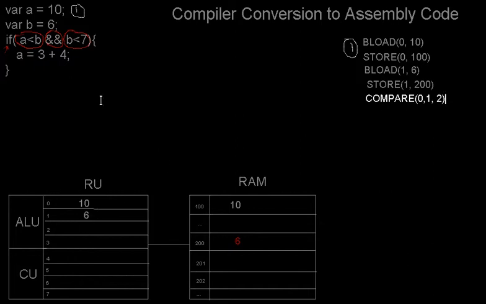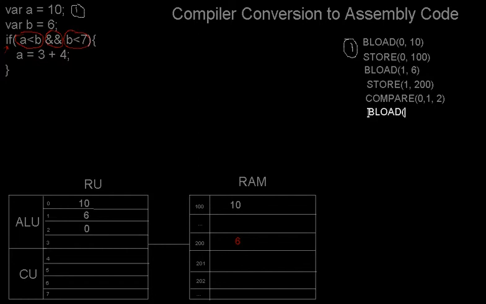Alright, when we execute this, we're checking, is register 0 less than register 1? Is 10 less than 6? No. So that means that we have to store 0 in register 2. We finish this. Now we move on to B less than 7. Well, we don't have a 7, so first we'll need to load it the same way we did with these initial numbers.